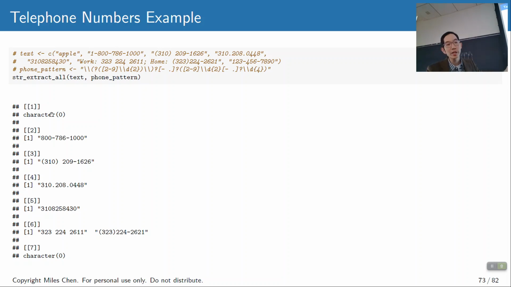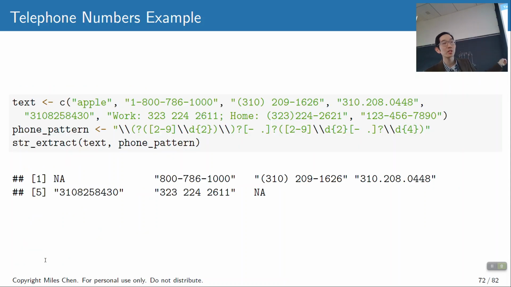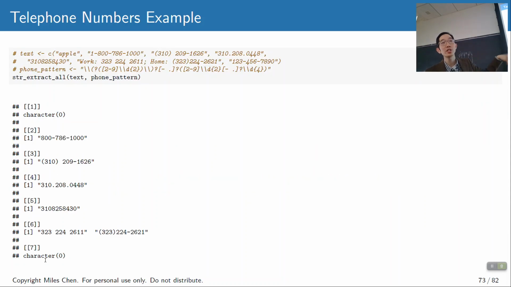We had no match for Apple, so we get a length 0 character vector. Everything else pulls out the same thing with the exception of the work home thing. It pulls out both of those matches. And then no match for the 1, 2, 3, and so we get a character 0 here. Is that okay? That's the difference between string extract, which only matches the first, and string extract all, which is going to return a list.